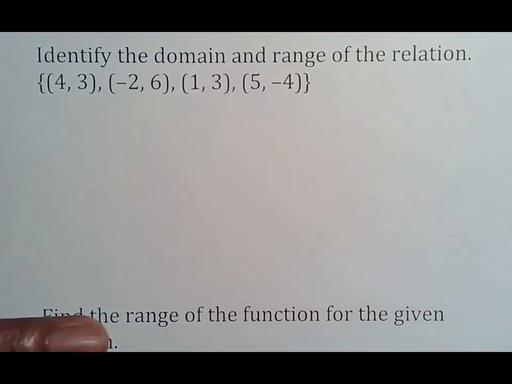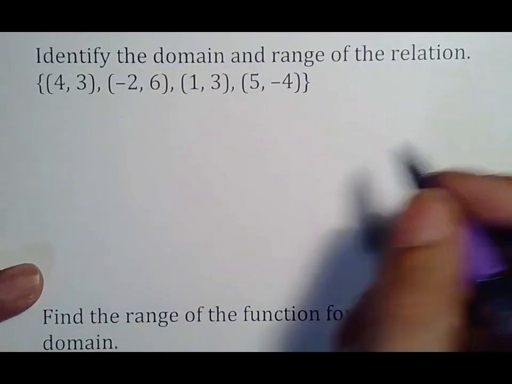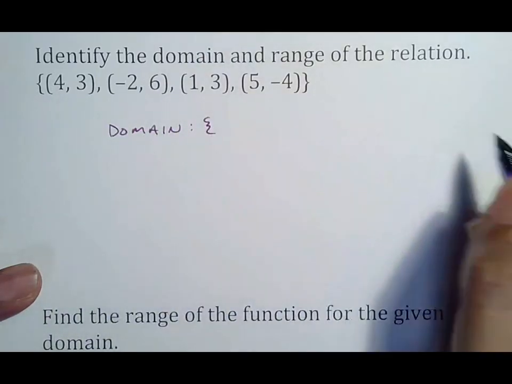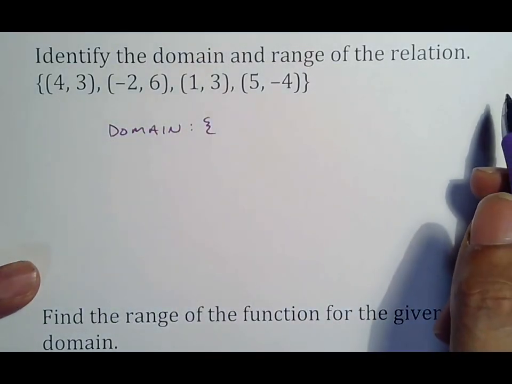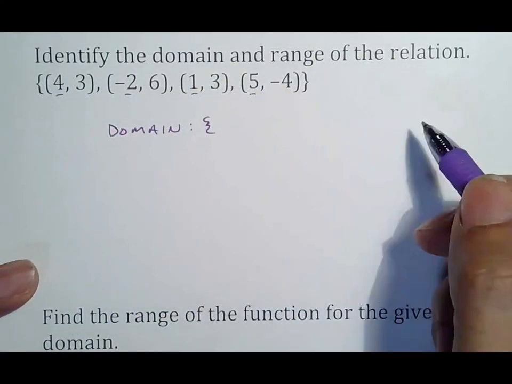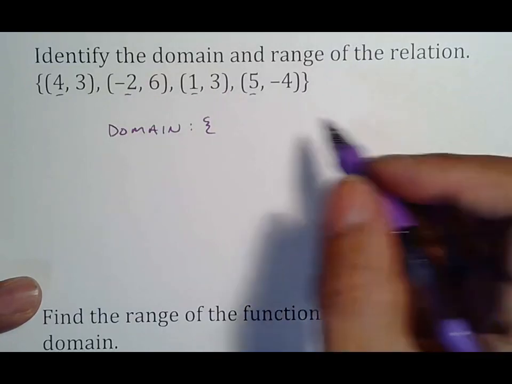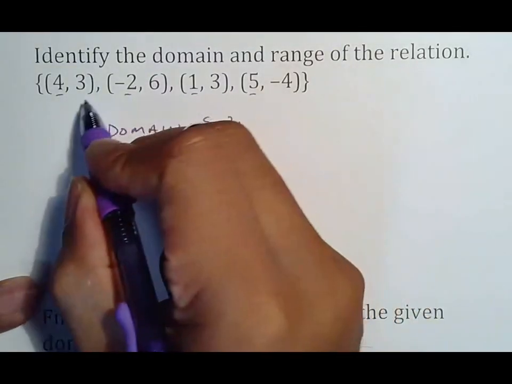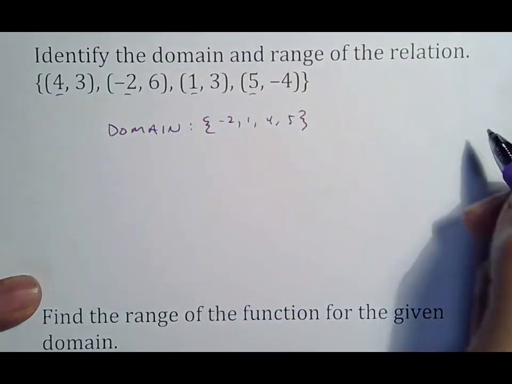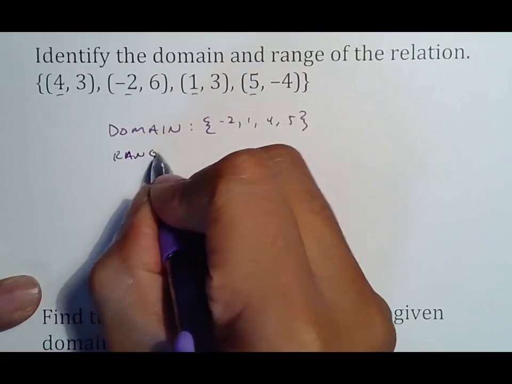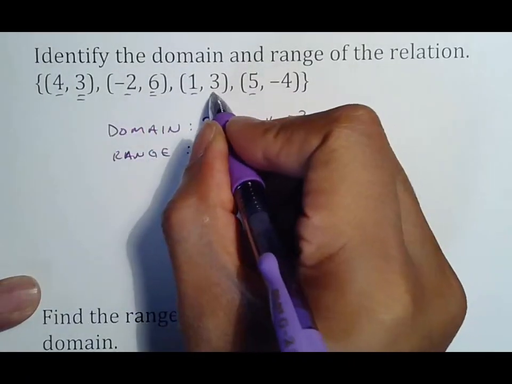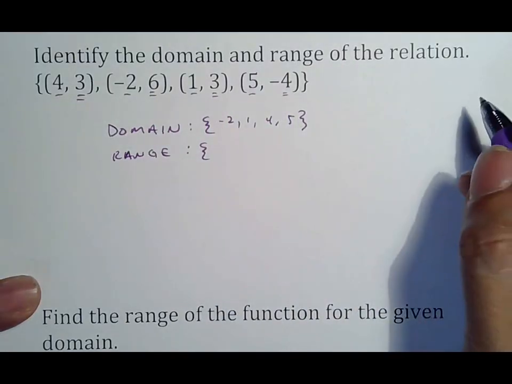Identify the domain and range of the relation. So here we're going to say our domain is, and we list it and put a brace, that's what you call that. You want to look at your domain, which is all of your x values, in order. And again, it has to be in order. The smallest one is negative 2, then 1, then 4, then 5, and close your brace. Your range is all of your y values. Remember, range is y. Again, in order.